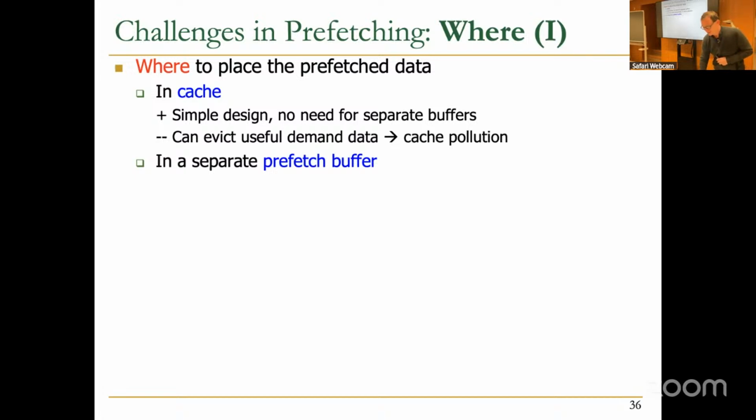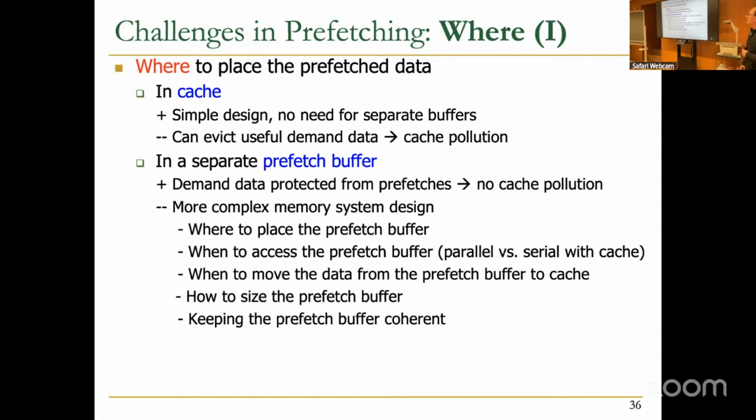Right? Alternatively, you could make it clean and put things in a separate prefetch buffer, which protects the demand data from the prefetches. No cache pollution in this case. So basically, evicting useful demand data is called cache pollution. Unfortunately, there are a lot of downsides over here, which are partially listed. Your memory system design becomes more complex. Where do you place the prefetch buffer? If you have multiple prefetchers, do you have multiple prefetch buffers? When do you access the prefetch buffer? Do you access it in parallel or serially with the cache?